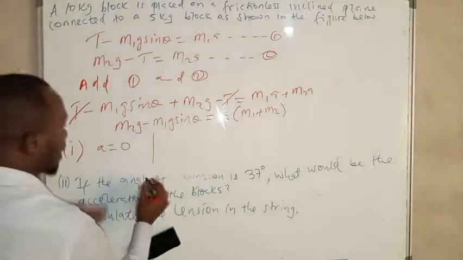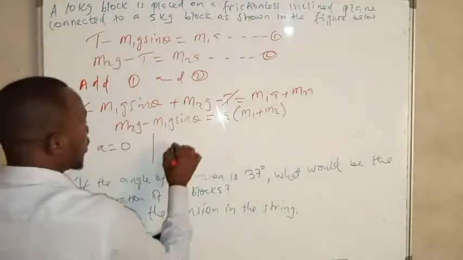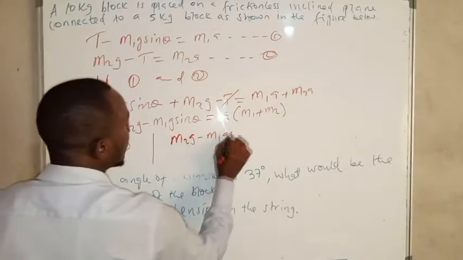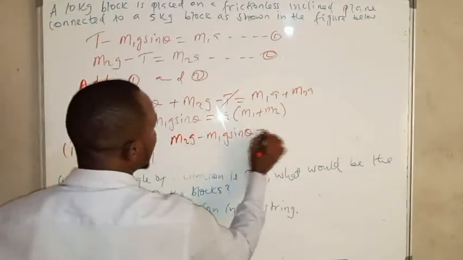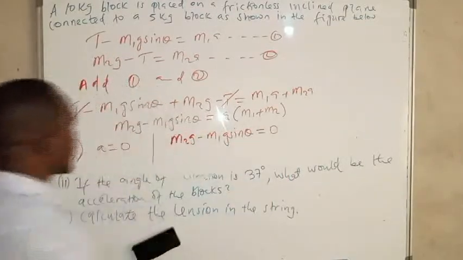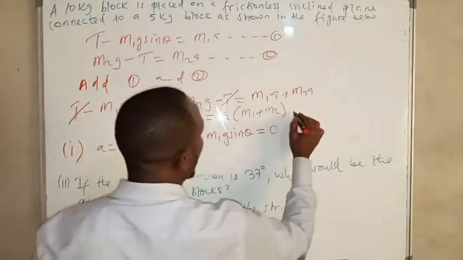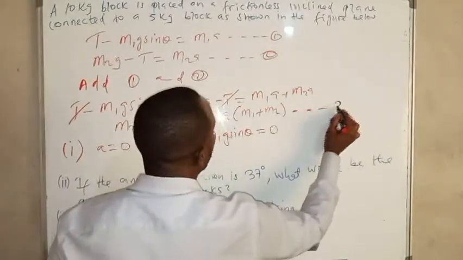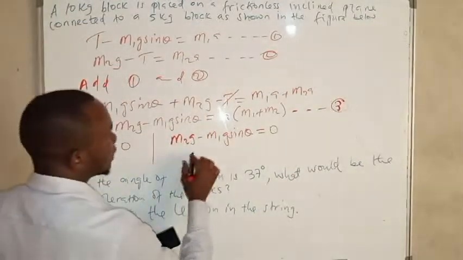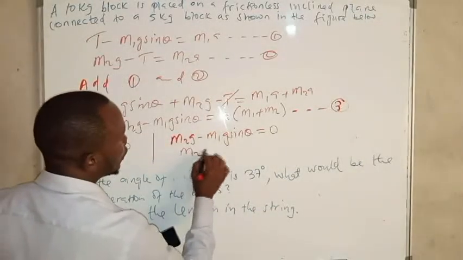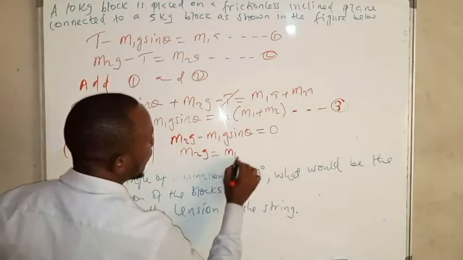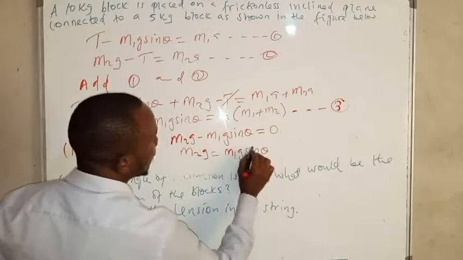So if a is equal to 0, we are going to have m2g minus m1g sine theta. This must give us a times this, so it will be 0. Let us call this equation number 3. From here, m2g, when this crosses the equal sign, becomes a positive value: m2g equals m1g sine theta.